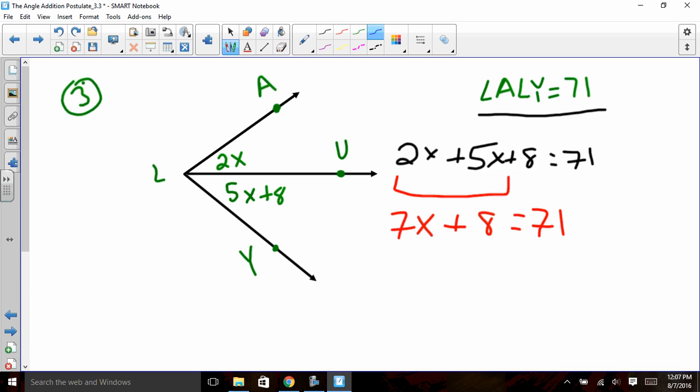Next, what we're going to go ahead and do is my inverse operations to get rid of this plus 8. Remember, whenever we have one-term variables in my equations, we have to undo our subtraction or addition first before we can get to our multiplication and division. So that gives me 7x being equal to 63.